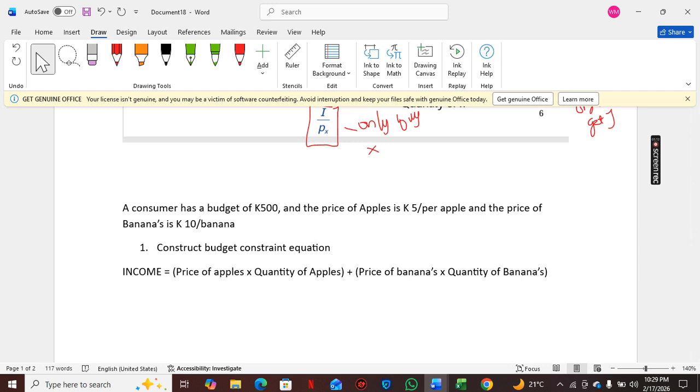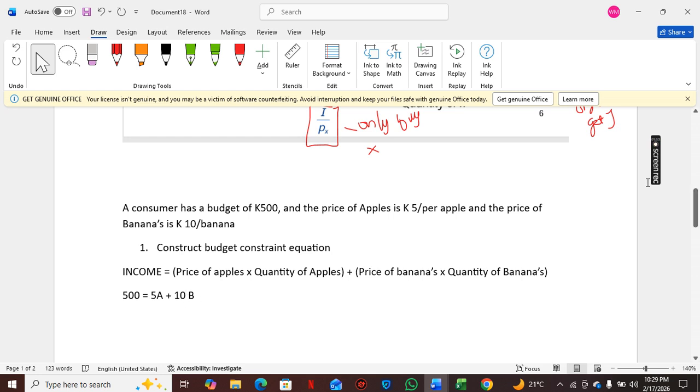So what is our income? 500 kwacha. The price of apples, 10 kwacha per apple, so we're going to say 10A. Okay, A represents the quantity of apples. Wait, the price of apples is 5 kwacha, right? It is 5A. Plus the price of bananas, 10 kwacha per banana, so quantity of bananas will be represented by B, 10B. Okay, colleagues, this is the budget constraint equation. You have 500 kwacha and you can only buy apples or bananas.